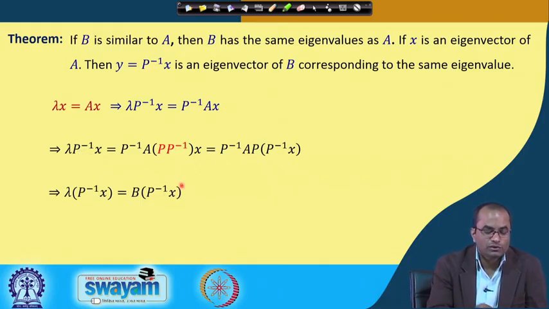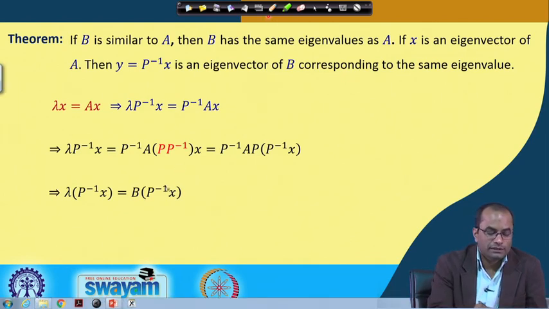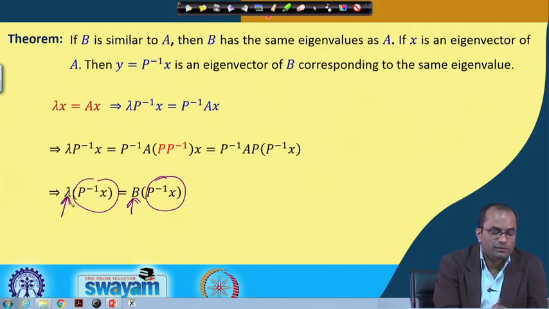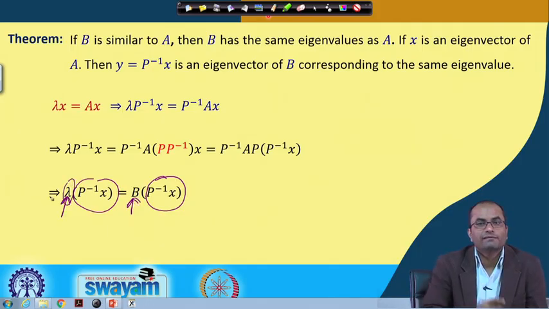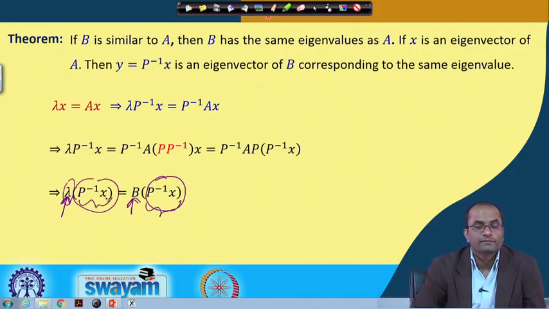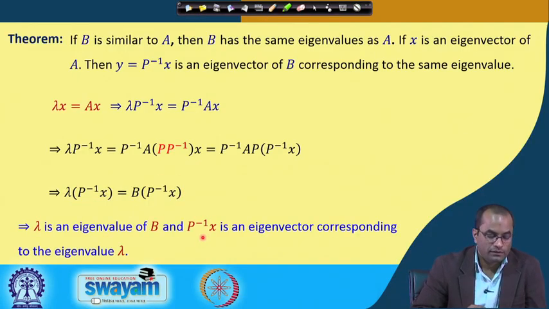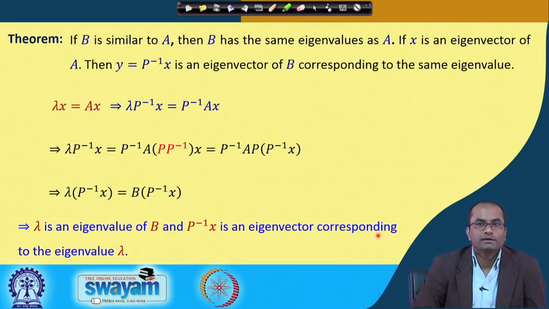So, what we observe now from this relation is that P inverse x is the eigenvector, and this lambda is the eigenvalue of this B. So, if B is similar to A, then B will have the same eigenvalue as A, because this lambda was the eigenvalue of A, and the eigenvector will be P inverse x. So, we can get the eigenvector and the eigenvalue of the similar matrices if we know them for one. So, lambda is an eigenvalue of B and P inverse x is the eigenvector corresponding to the eigenvalue lambda.